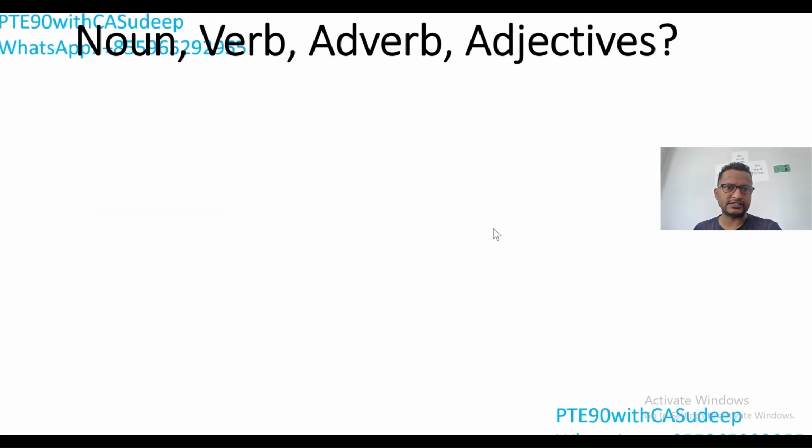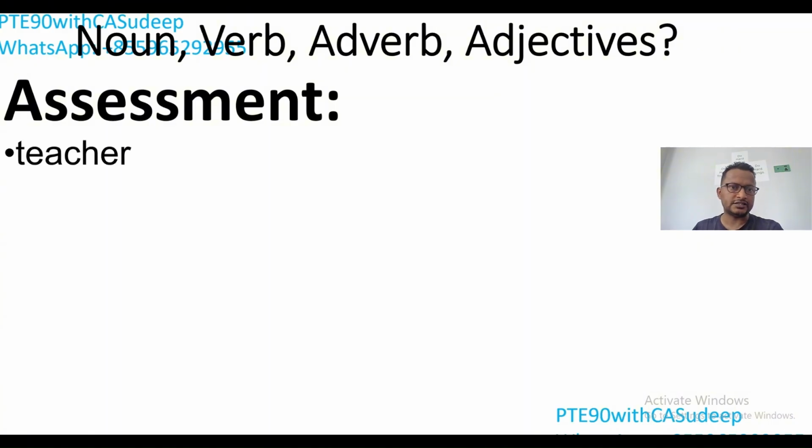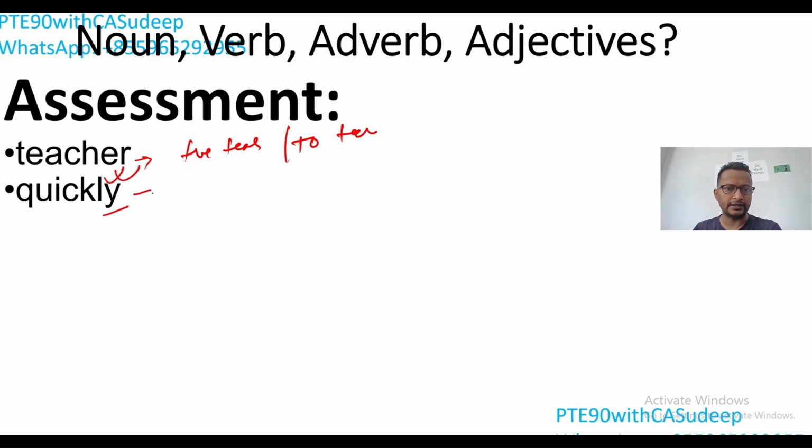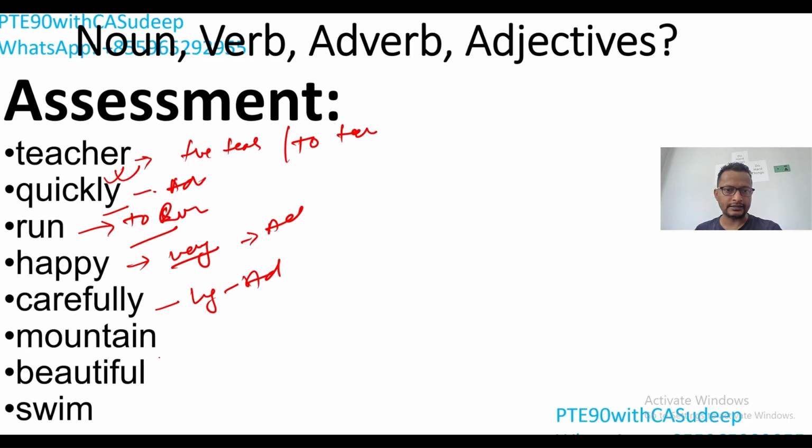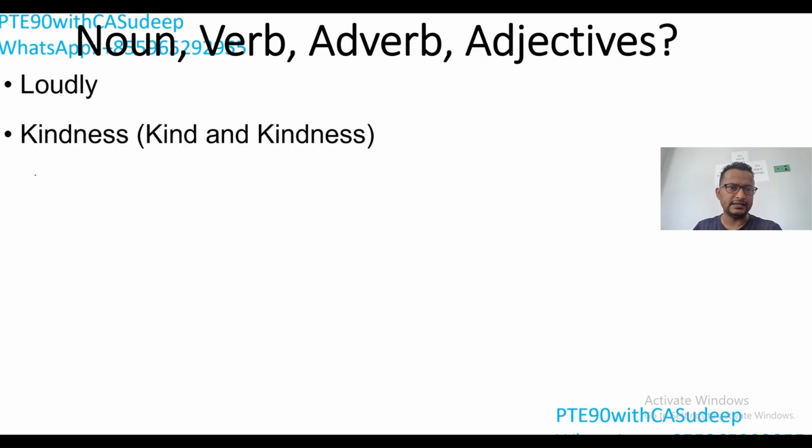Okay, so let's do the assessment question quickly. Teacher, put the teacher, right? It makes sense. Just put two teacher. Does it make sense? No, right? So now teacher is noun. Okay, quickly, insincerely, adverb, right? Let's see. To run, to swim. Makes sense. To run, makes sense? Yes. This is verb. Happy, very happy. So makes sense, right? It is adjective. Okay. Loudly, insincerely. This is adverb. And then similarly you can say loudly, right? And then kindness, see, kindness, kind, he is very kind. Kind is adjective, kindness is noun.